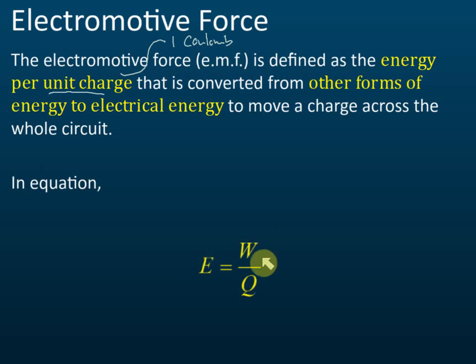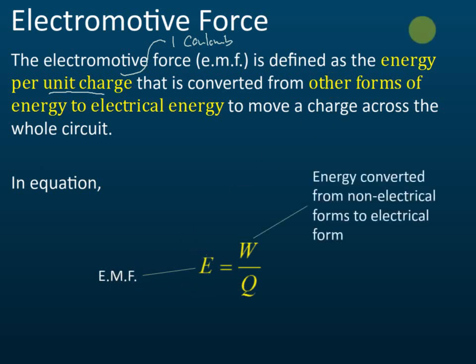In equations, we write E equal to W over Q. E is the electromotive force, e.m.f. W is the energy converted from non-electrical forms to electrical forms, non-electrical energy, for example kinetic energy, potential energy, chemical energy. Q is the charge. So this is the equation for electromotive force.